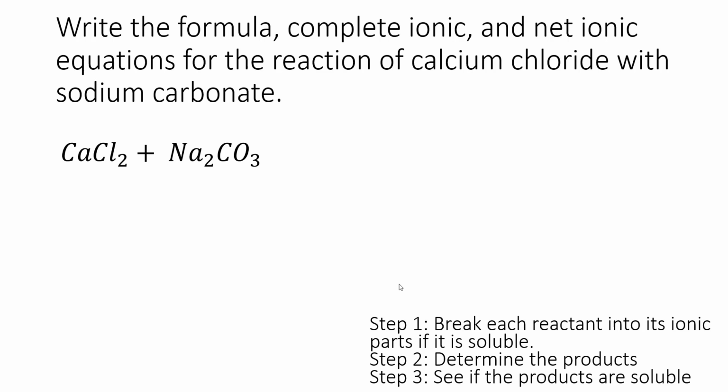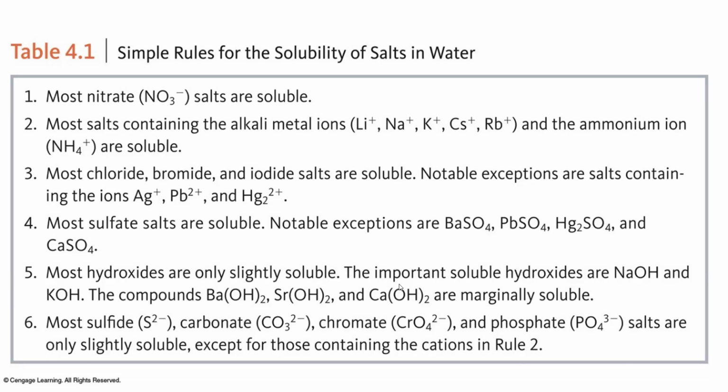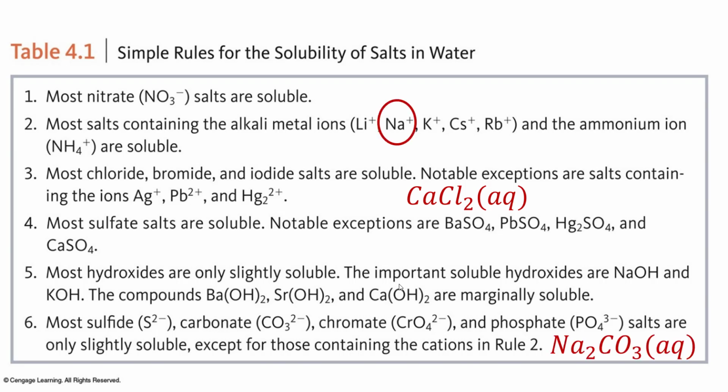Now we need to follow the same steps that we outlined for the previous molecules. So first off, we have to make sure: are both of these soluble? And if it is soluble, we're going to break it into its ionic parts. So that's the first step. So calcium chloride, is it soluble? Well, if you look here at rule number 3, it says most chlorides are soluble. Calcium is not one of the exceptions, so calcium chloride is soluble. Now, what about sodium carbonate? Look at rule 6. Rule 6 says most carbonates are only slightly soluble. Another way of saying that is they're insoluble.